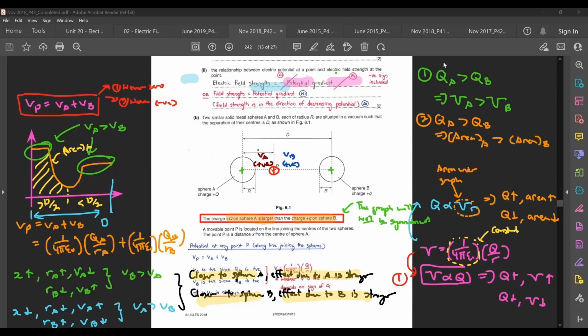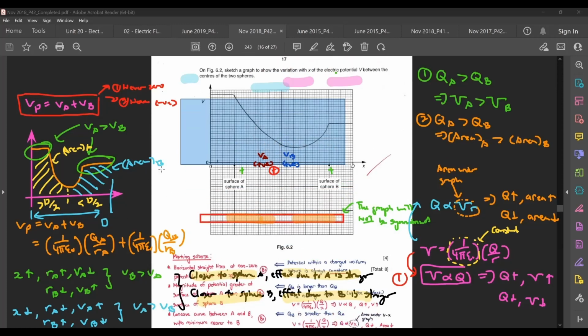And then this part here, let me find a color. This part here should be your area due to B. Okay, so area A should be more than area B. Your minimum point should be skewed more towards the right hand side. That's why you're getting this graph that you see right over here.